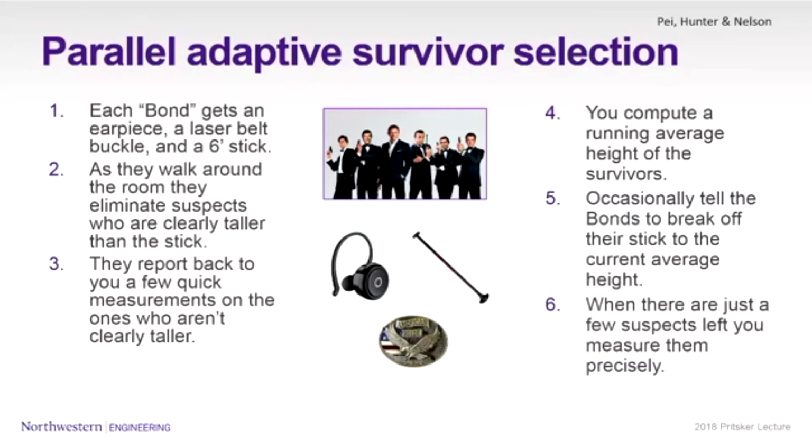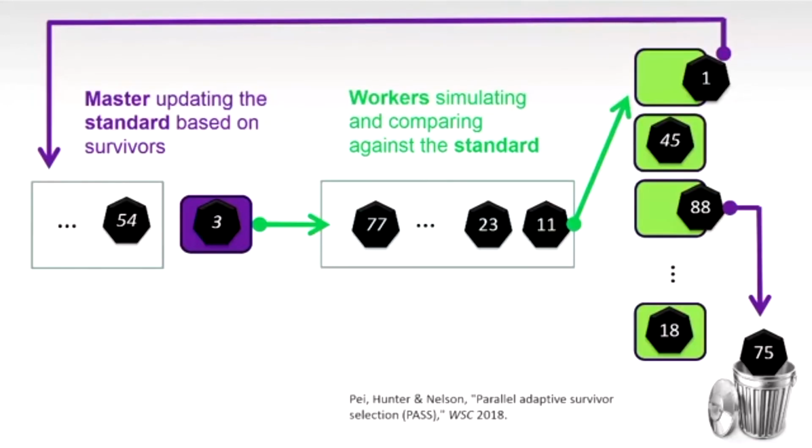And finally, when there are a few suspects left, now you're going to do your precise measurements and try to figure out who Ragu the Jackal is among those ones that are left. So that would sort of look like this.